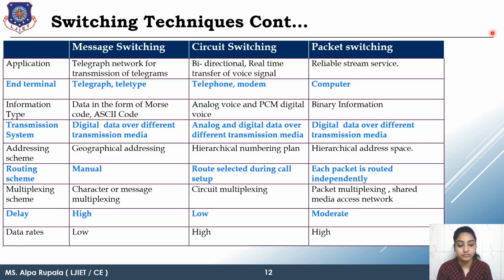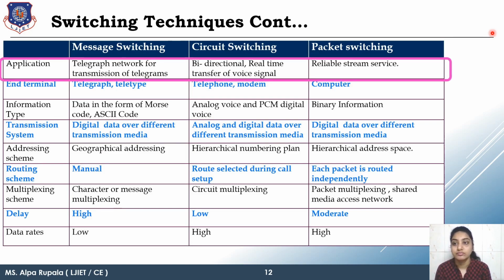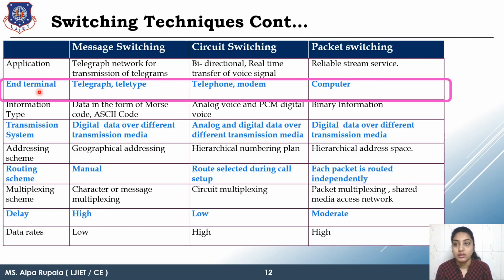Now, very important: the difference between message switching, circuit switching and packet switching. First, where each is used. Message switching is used in the telegraph network. Circuit switching is used for real-time transfer of voice, and packet switching for reliable stream service. Message switching uses telegraph or teletype as the end terminal. Circuit switching uses telephone and modem, and packet switching uses modem and computers.